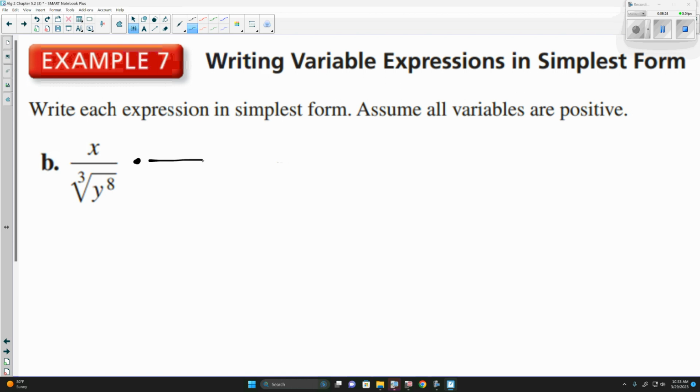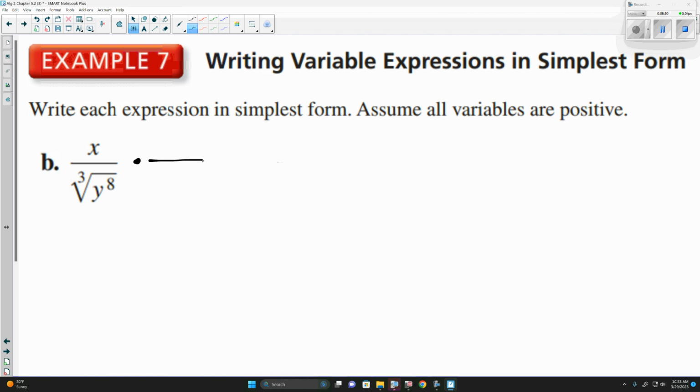So when we look at this one here, we could rewrite the cubed root of y to the 8th in fractional form. Y to the 8 thirds is what we want, and what we want to do with this here is simplify the radical out of the bottom of the fraction. We cannot have a radical, this cubed root, in the bottom of the fraction.